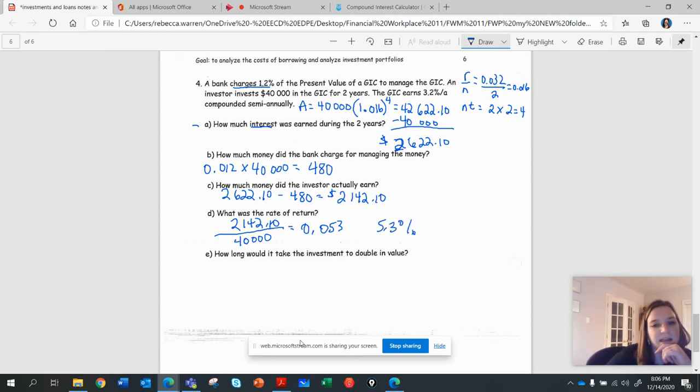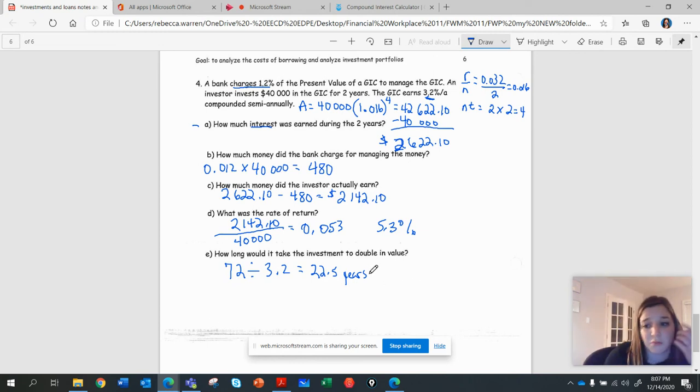And then how long would it take for the investment to double in value? This is something called the rule of 72. So you just do 72, divide it by the earned interest rate. So by the 3.2. You don't convert it to a decimal, just 3.2. So 72 divided by 3.2 is 22.5. So it would take approximately 22.5 years before their investment doubles.